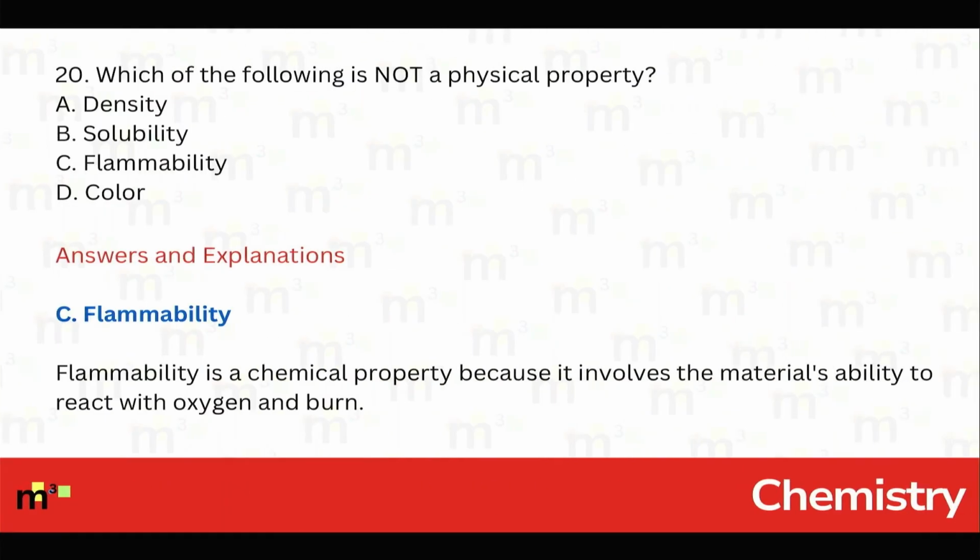Flammability is a chemical property indicating a substance's ability to burn in the presence of oxygen, resulting in a combustion reaction. Materials like gasoline and wood are highly flammable, releasing energy in the form of heat and light when burned.